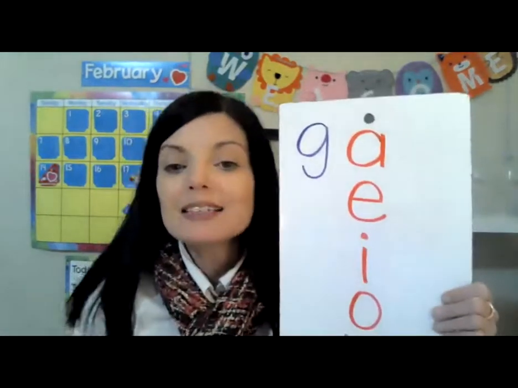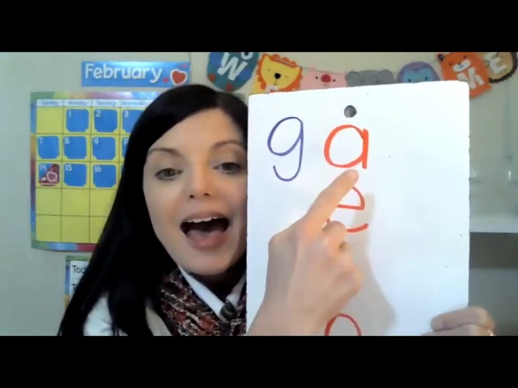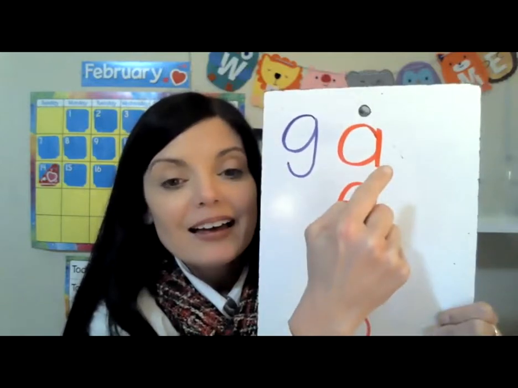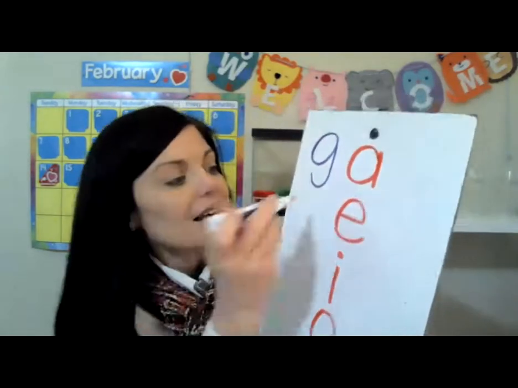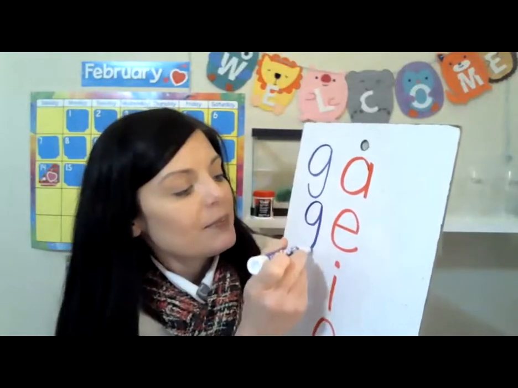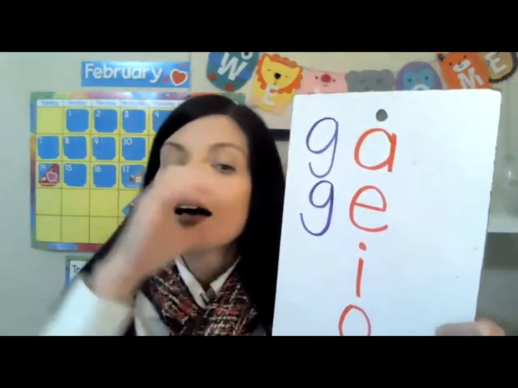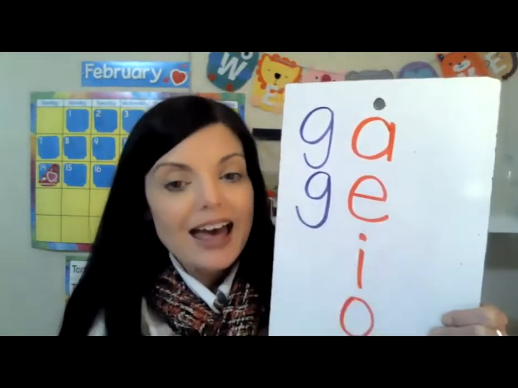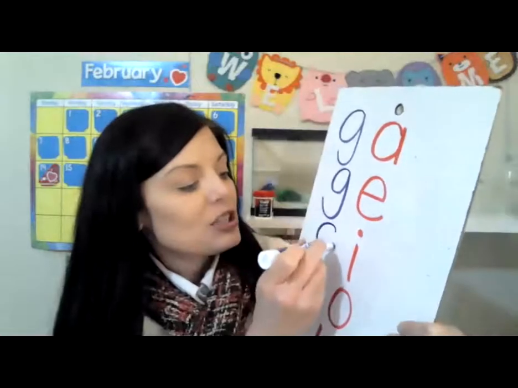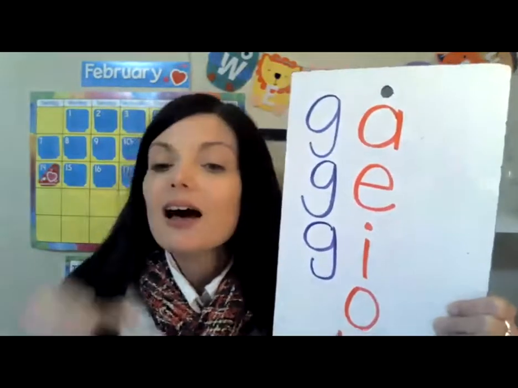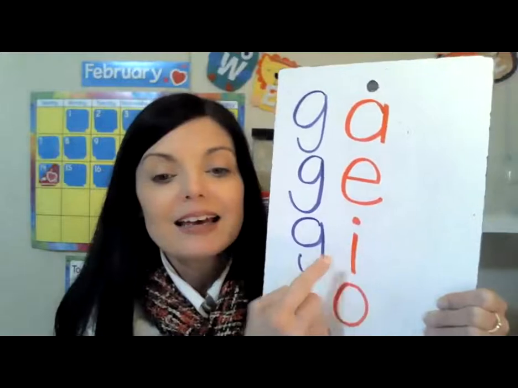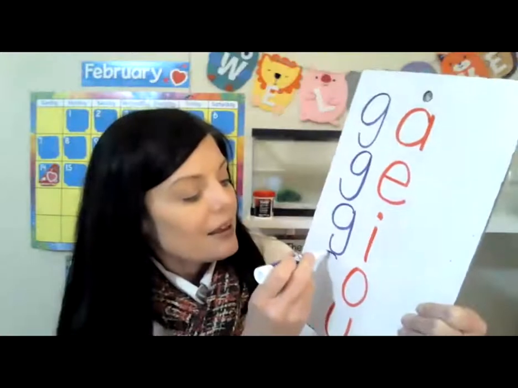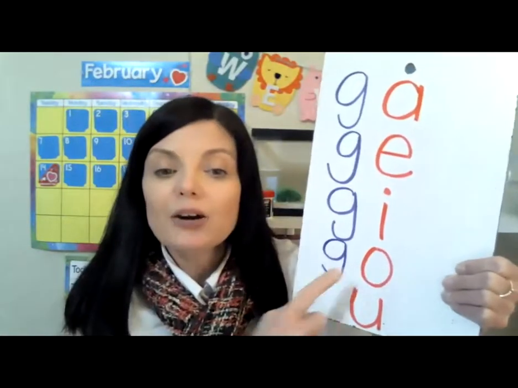So let's blend. G, A, ga, ga, ga. Let's put a G with an E. G, E, ge, ge. Let's put G with the letter I. G, I, gi, gi. Let's put G with the letter O.